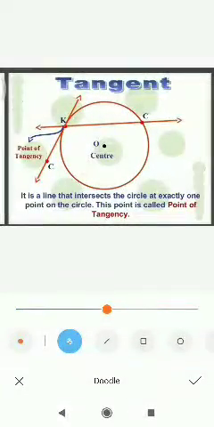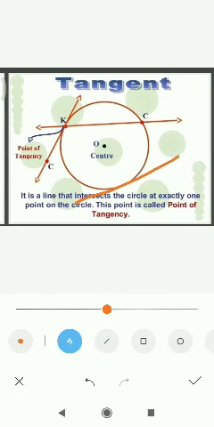Tangent. This is the most important thing. Most of the problems will be related to tangents in 10th standard. A tangent is a line that intersects a circle exactly at one point on the circle. This point is called point of tangency.